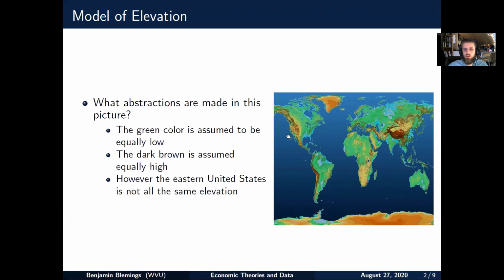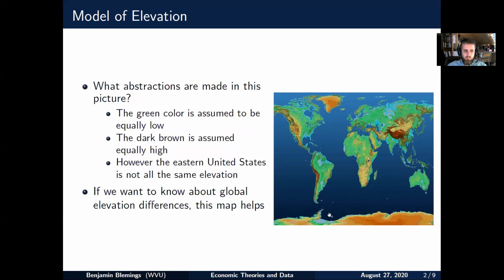But there's probably a difference in elevation there. It's just too small to accurately be modeled in this picture itself. The dark brown is assumed to be equally high. Mount Everest over here is dark brown, and this is the Rocky Mountains, and they're both brown, but we know that Mount Everest is the highest point in the world. So we're abstracting away from that more minute difference in elevations to learn about global elevation differences. And this map would help us do that.